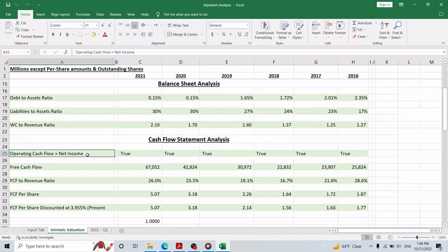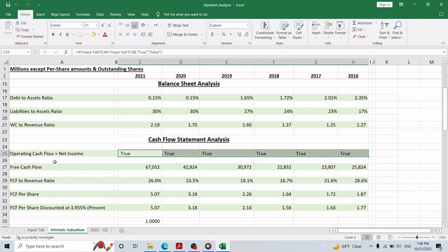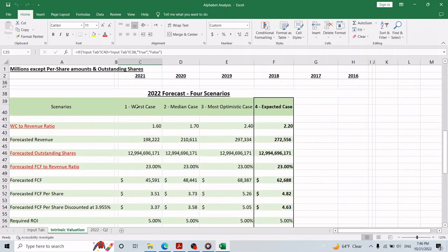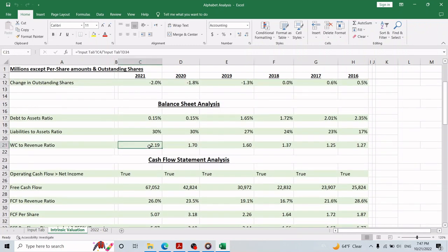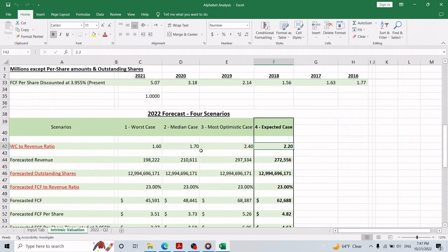Looking at the cash flow statement analysis, the operating cash flow is more than net income in all the prior 6 years, which is something we really want to see. So over here, I have four forecasting scenarios ranging from the worst case to the most optimistic, but I will go for the expected case. These four forecasting scenarios depend on three key pieces of information: the forecasted revenue, the forecasted outstanding shares, and the forecasted free cash flow. For the forecasted revenue, I will use working capital to revenue ratio, and it ranged from 1.6 to 2.4. But I will take the same as prior year working capital to revenue ratio for the expected case.